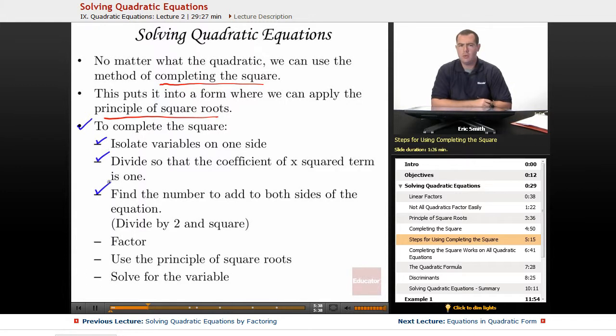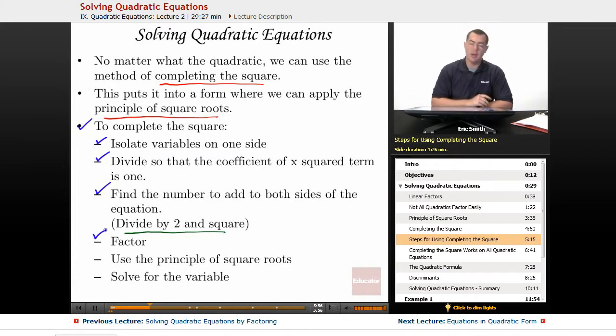Then we'll be looking for a number that we can add to both sides of the equation so that it will go ahead and factor nicely. Now there's a great technique for finding this number. You take the coefficient on your x term, you divide it by 2, and you square it.